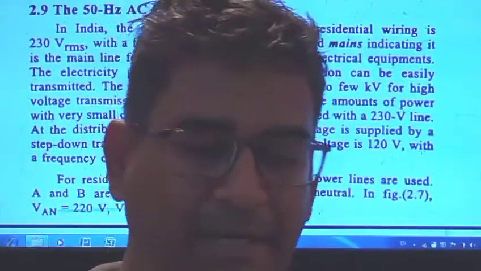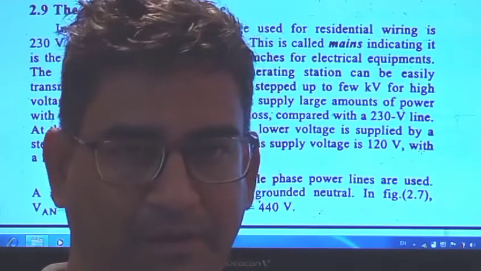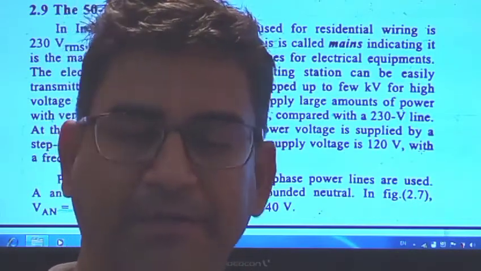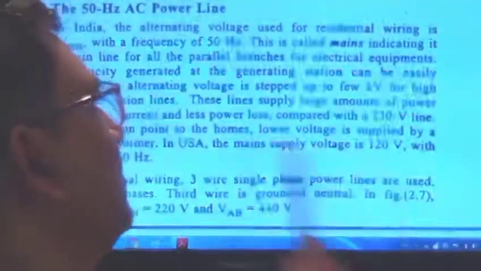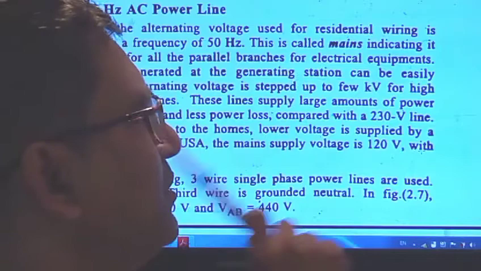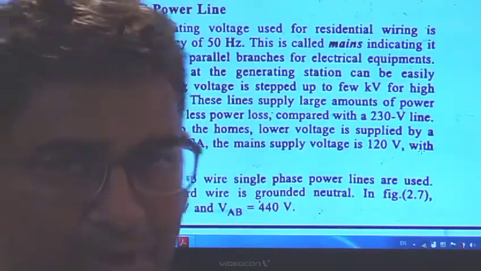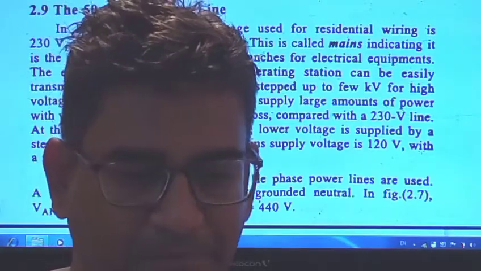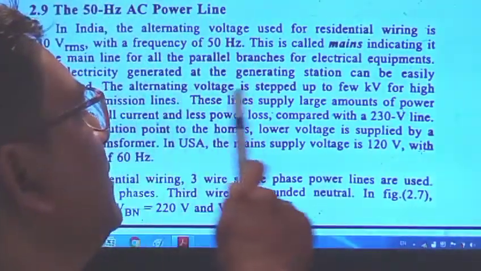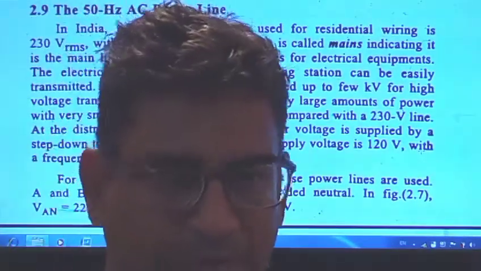In the main line, all the parallel branches of electrical equipment receive electricity that is generated at a generating station and can be easily transmitted. Wherever the electricity is generated, it can easily be transmitted. The alternating voltage is stepped up to a few kilovolt for the high voltage transmission line.